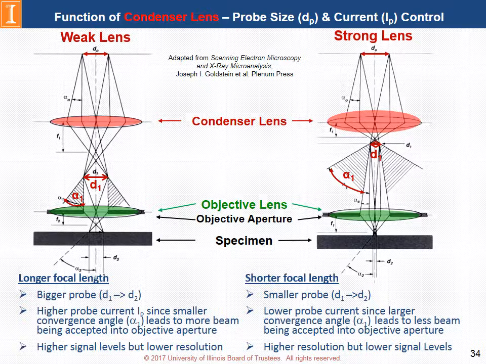The probe current is also smaller since a larger convergence angle leads to more electrons being blocked away by the objective aperture. So the image we are getting has higher resolution, but will be rougher due to a smaller probe and a smaller probe current.